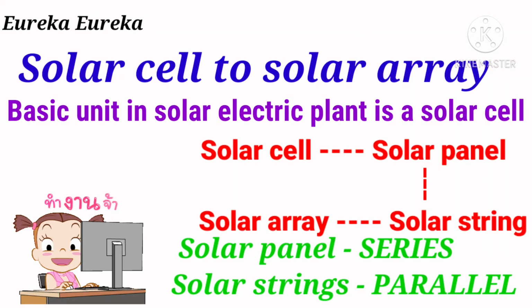Thus, solar cell is the basic unit in solar electric plant. Many solar cells come together to form a solar panel. Many solar panels are connected in series to form a solar string, and many solar strings are connected in parallel to form a solar array, and therefore we can obtain as much current as required by using the solar cell.